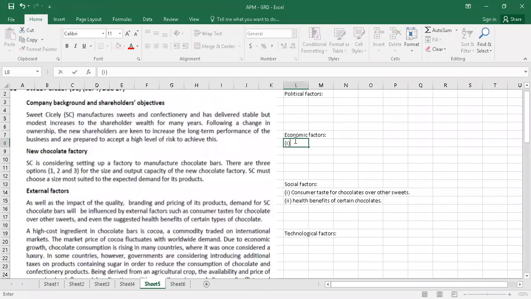So the first point under economic factor is price fluctuation of cocoa as it is.